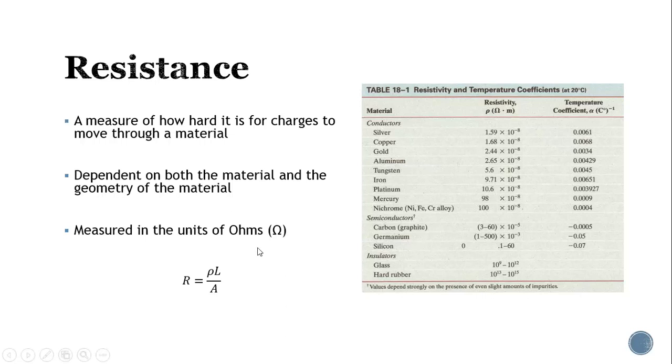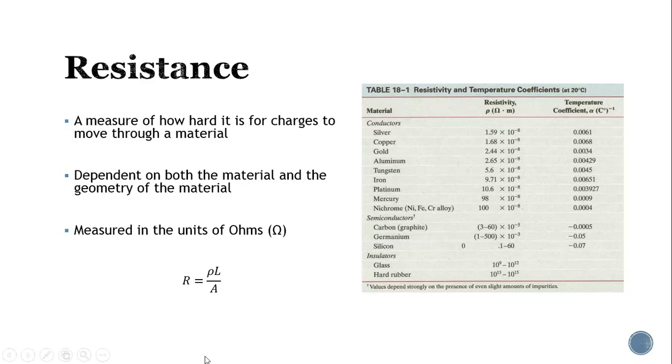It's also dependent on the geometry of the material. Both the length, longer wires tend to have more resistance because the electric current has to go through more of that material. And cross-sectional area, A, also plays a role. It happens to work out that as cross-sectional area increases, resistance decreases. I usually think of resistance as being more of a surface effect on current carrying wires. So the greater A is, the more room there is for current to move through a circuit.